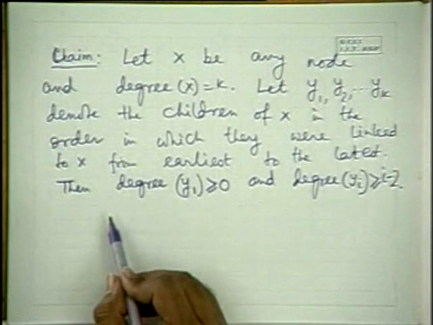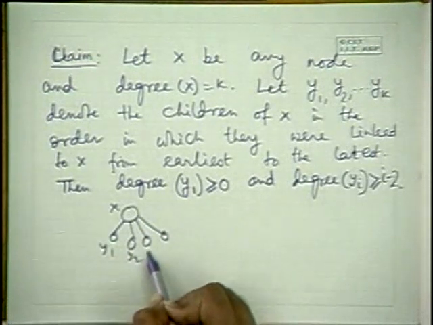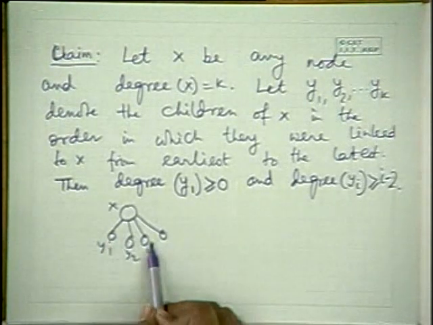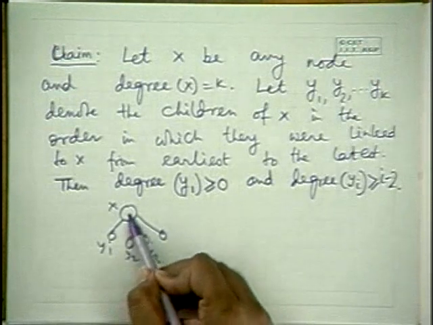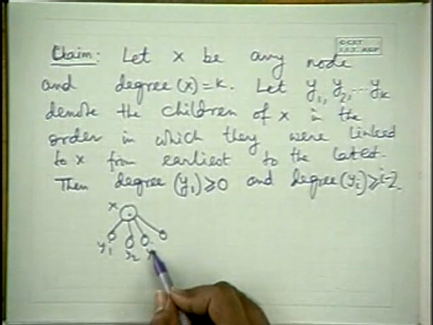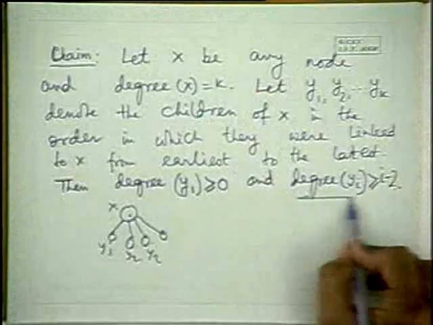So what we did? We took a node X and it has several nodes y1, y2, y3, and the ordering is such that y2 was linked after y1, y3 after y2, with the node X. Then the claim is y3 must have degree greater than or equal to 3 minus 2, which is 1. Can you see why it is true? Because the degree will grow by the third step there in the linking operation, and the linking operation will always put same degree nodes as one child under the other. So that's why this is going to be true.